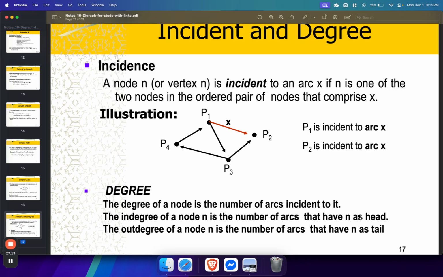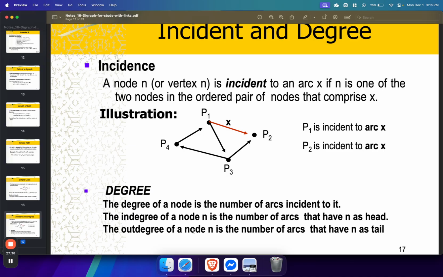So, it sounds confusing, pero sayon ra kaayo. How many arcs are pointing to that specific vertex? Let's say P1. Pila ka buok arrow nag-point ni P1? Di ba? Isa ra. So that means the in-degree of P1 is 1.